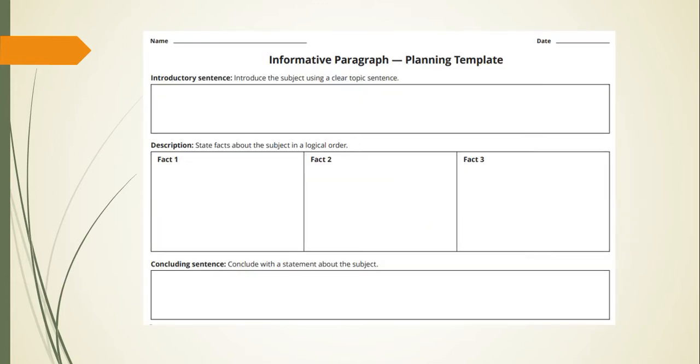Now, when it is your turn to be writing an informative paragraph, you'll have a template that looks like this. It has boxes there for you to write some information in. In the beginning, you'll just be jotting down some notes. So for the introductory sentence, you'll be popping in what is appropriate for your paragraph. And then there are 3 boxes for the different facts. And then, of course, underneath is the concluding sentence.